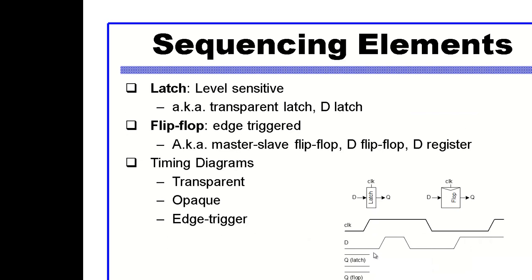Okay, so let's move forward. Let us look at the sequencing elements now. A latch is a level sensitive sequential element, and flip-flops are edge triggered. Look at this timing diagram. A latch is not edge triggered; whenever the clock is on, the element is transparent. Q follows D and passes through. You can see the clock is on and the data changes during the on time of the clock, so the output changes.